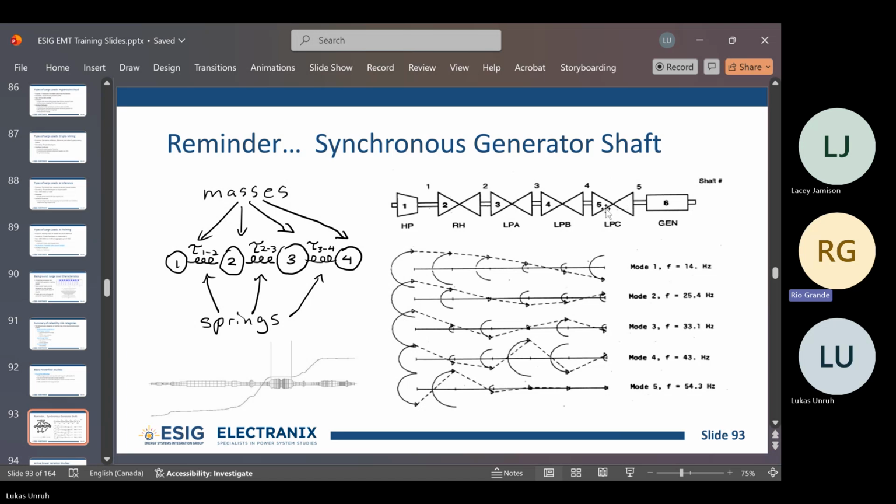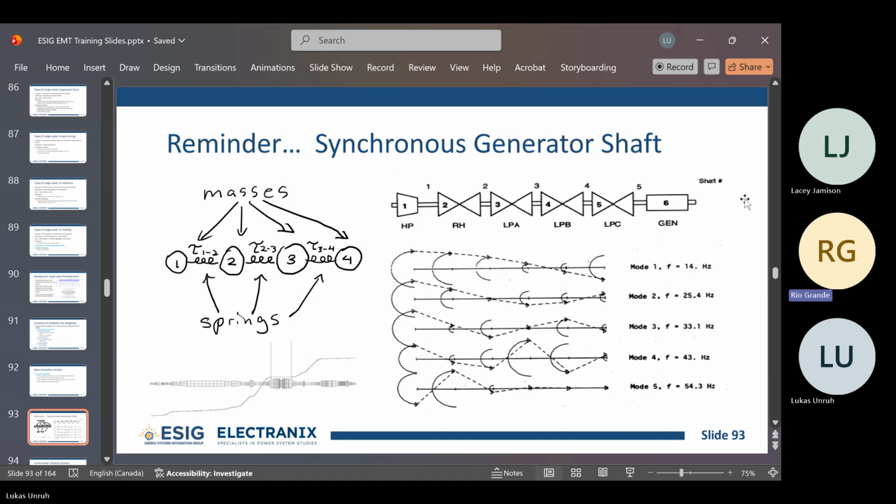So just a brief reminder on the synchronous generator shaft. Talked about this a little bit, but the generator shaft might have many different turbines on it. So you have a bunch of different masses connected with springs and shaft sections, and we can get the information. Sometimes we can get the information about the masses and the springs from the manufacturer, and then we can put that through an eigenvalue tool to figure out the actual torsional modes that are on the shaft. This is data that you don't necessarily get for every generator. They might not have given this to you in the past.